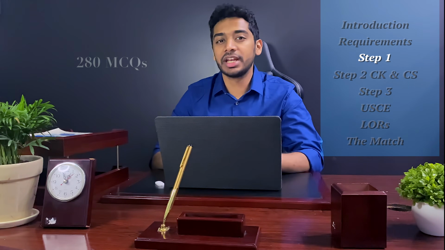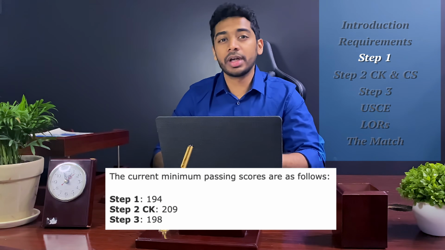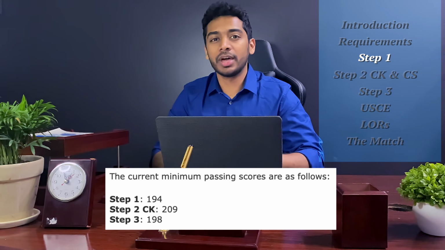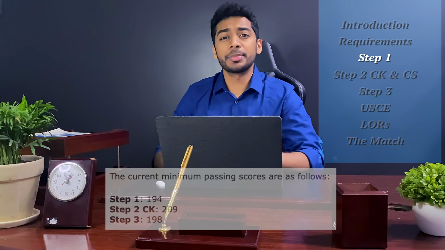Let's start with Step 1. Step 1 is an exam that has 280 multiple choice questions, and the test lasts for 8 hours. These 8 hours are divided into 7 1-hour blocks of 40 questions each, and 1 hour break. Now the passing score out of 280 is 194, and there are a lot of score interpretation guidelines, and I'm going to provide a link for you down below so you get more information on the topic.